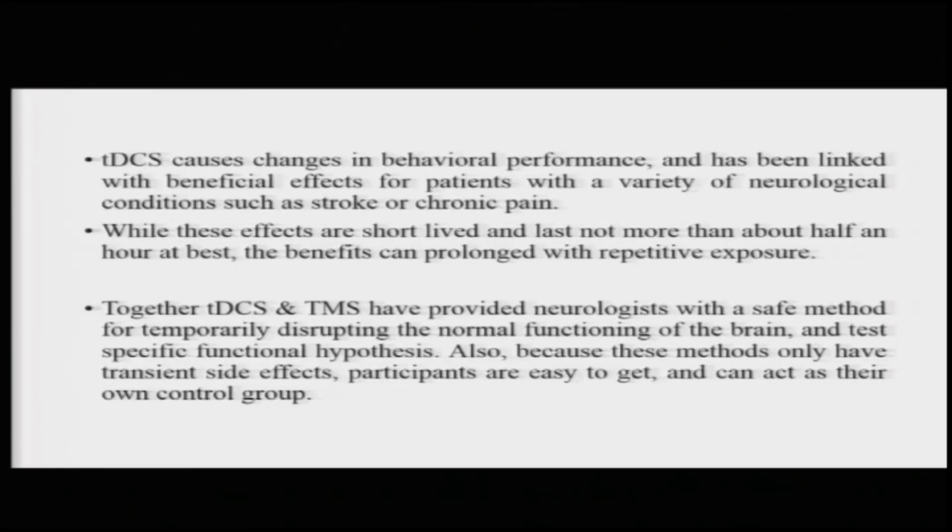Now together, if you see TDCS and TMS, not so much the chemical lesioning or pharmacological part, they have provided neurologists with a very safe method for temporarily disrupting the normal functioning of the brain, and then being able to test very specific functional hypotheses. Which area does what? If I disturb the functioning in area A, what are the consequences that I will get? And you can perform different permutations and combinations of this in order to get clearer and more specific hypotheses tested. Also, because these methods only have very temporary side effects, they do not really cause a lot of discomfort to the patients.